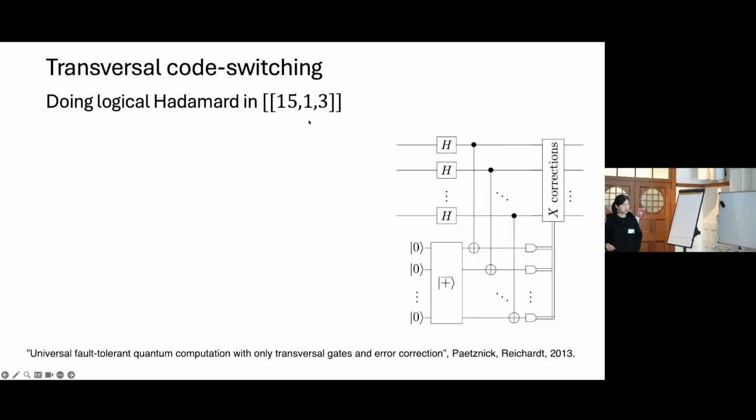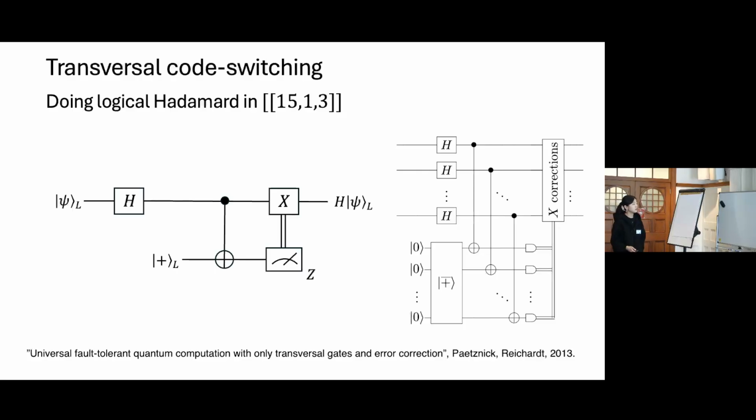Okay. So now we can go to this transversal code switching, which was actually proposed in this 2013 paper. And they formulate it as a way of doing logical Hadamard gates in this 15-1-3 code. So we all know that this code can do transversal T, and it cannot do transversal Hadamard. So how does it work? The authors suggest that you just do transversal Hadamard like this, and then you prepare another block in the plus logical state, and then you do transversal CNOT between them, and then you do Steane error correction.